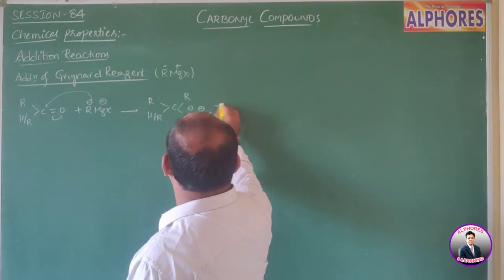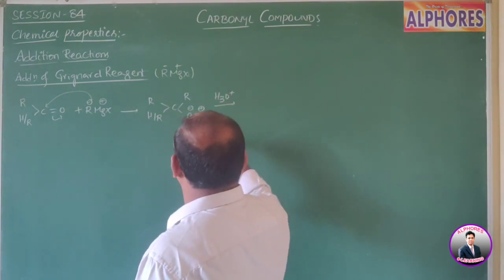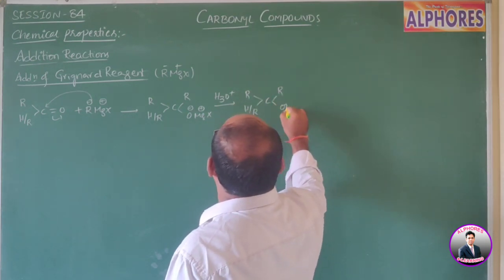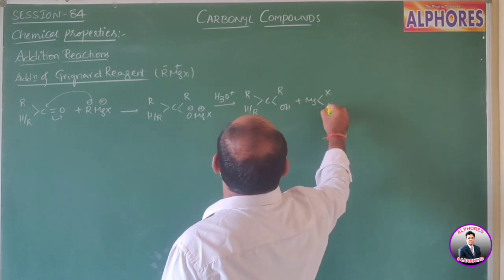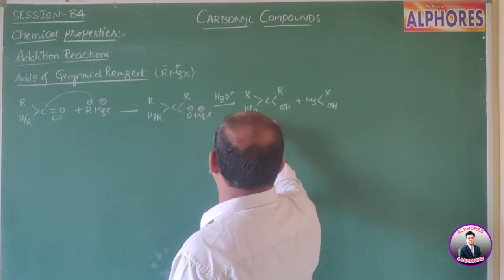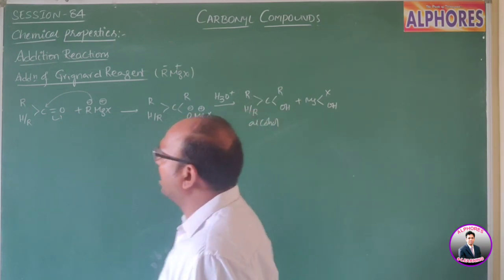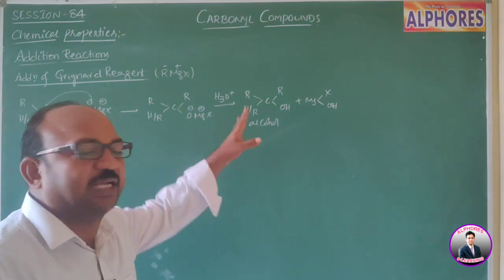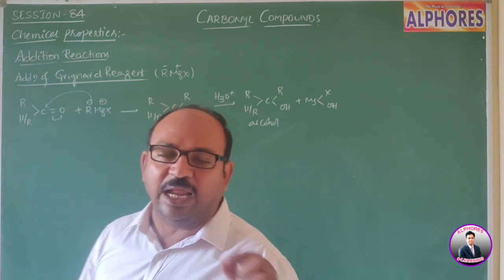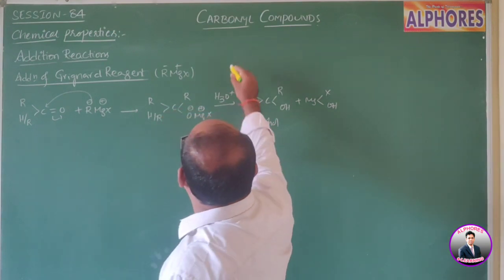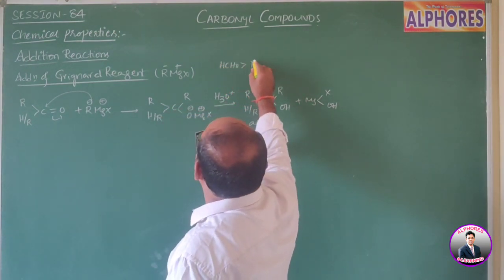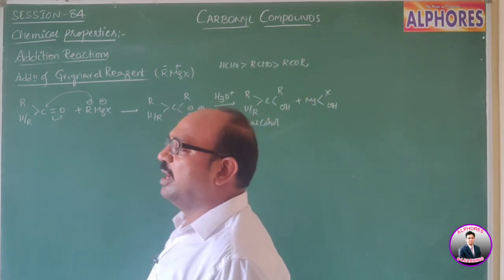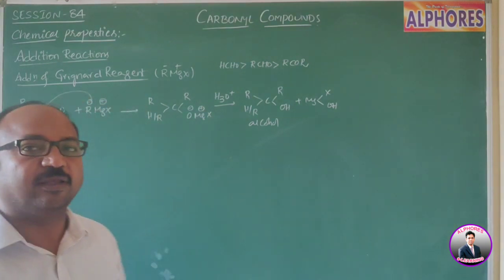This one upon hydrolysis, we get the alcohol and Mg(X)OH. So we are getting alcohols again. That means carbonyl compounds upon reaction with the Grignard reagent give alcohols. Now, order of reactivity: formaldehyde is greater than all the other aldehydes, which are greater than ketones.